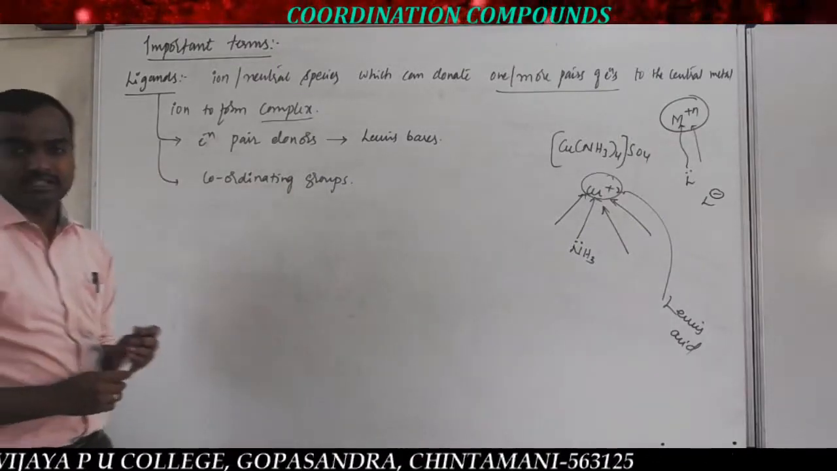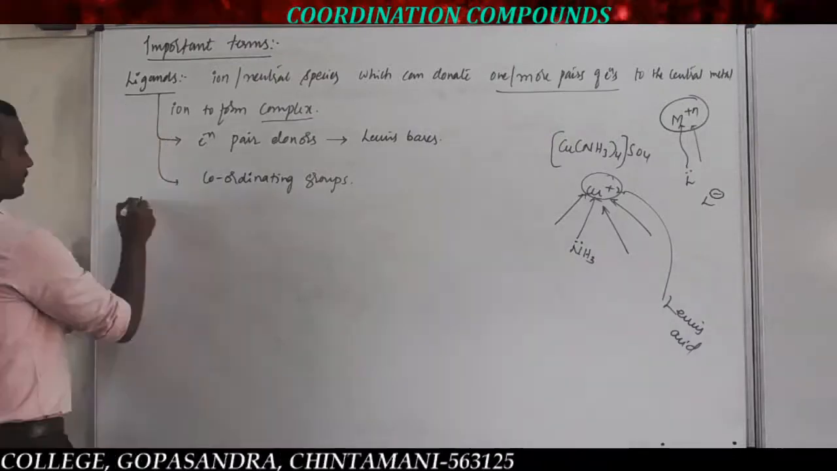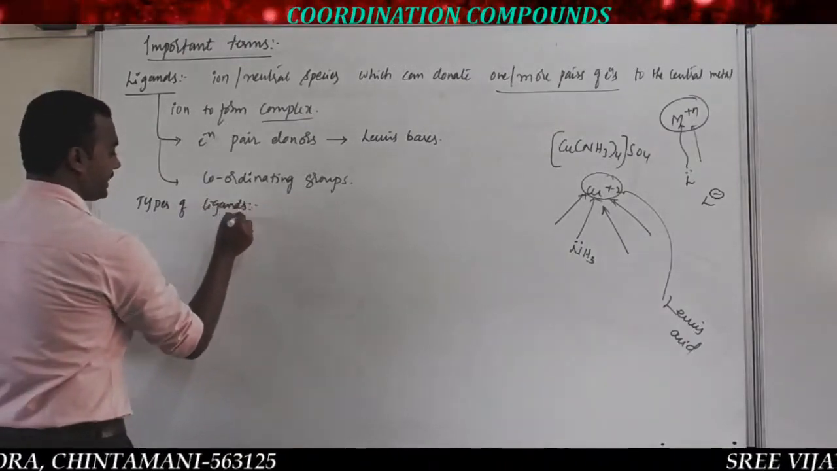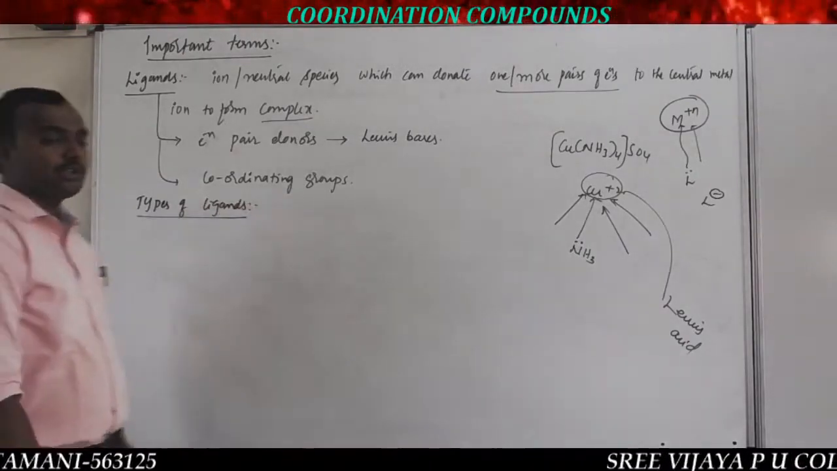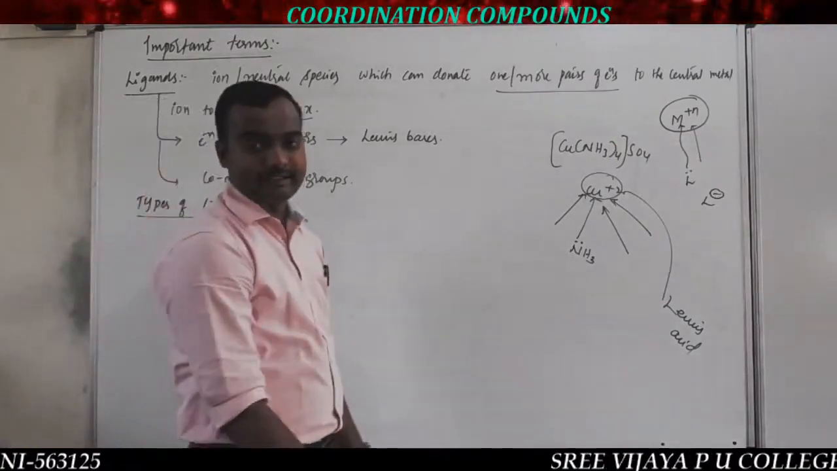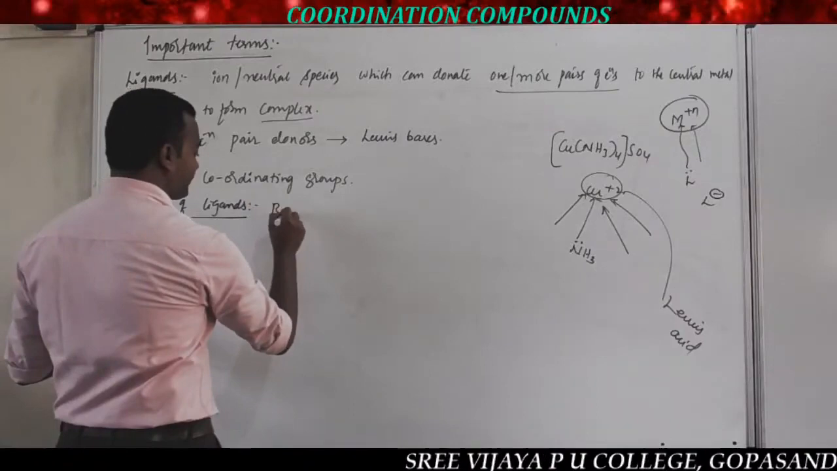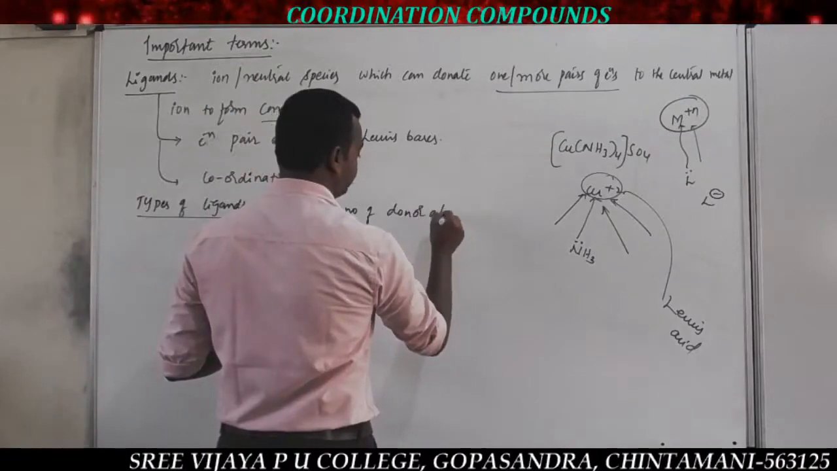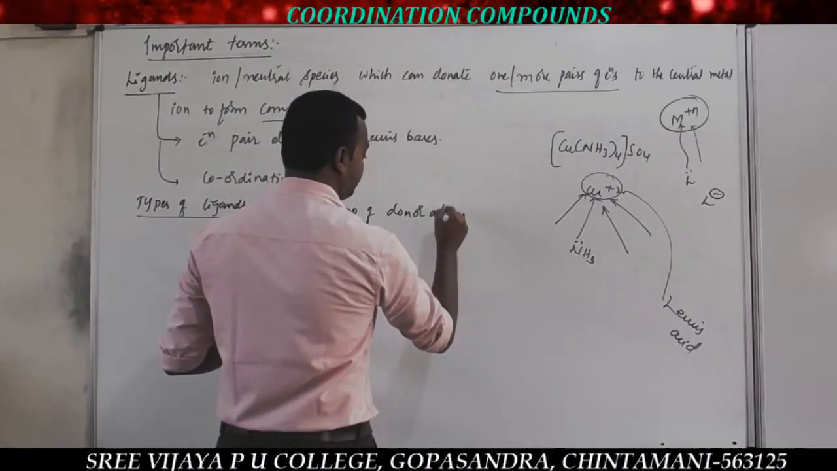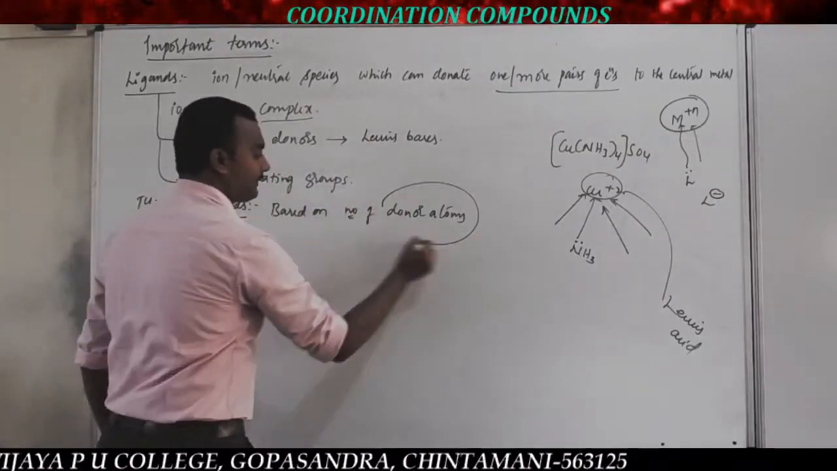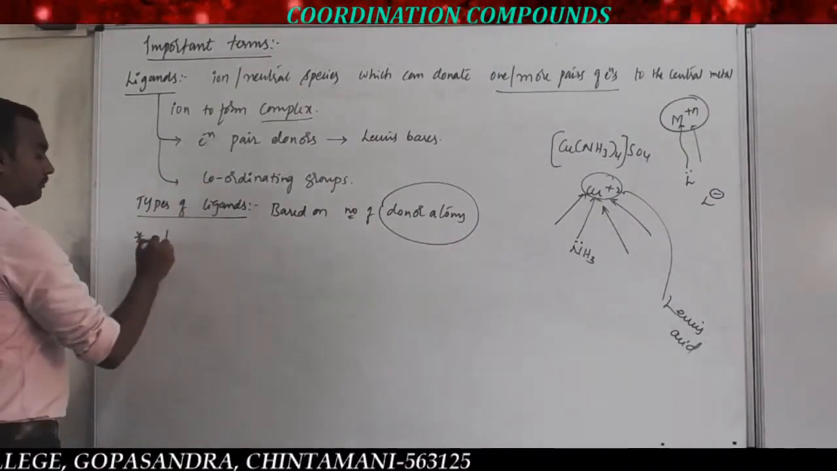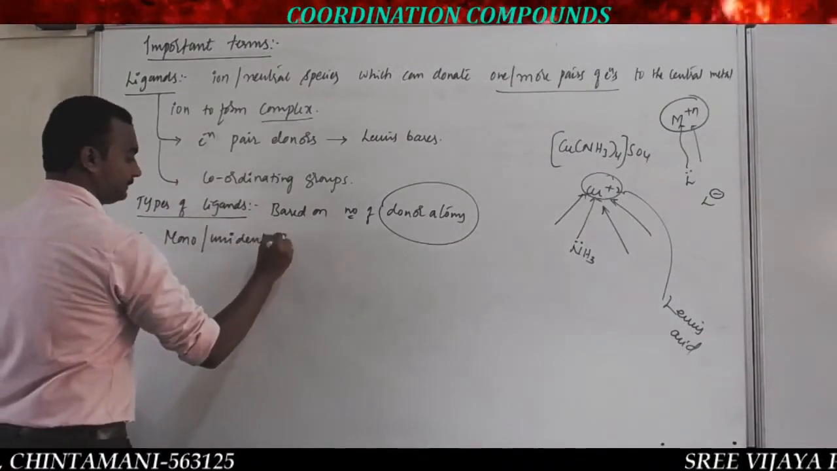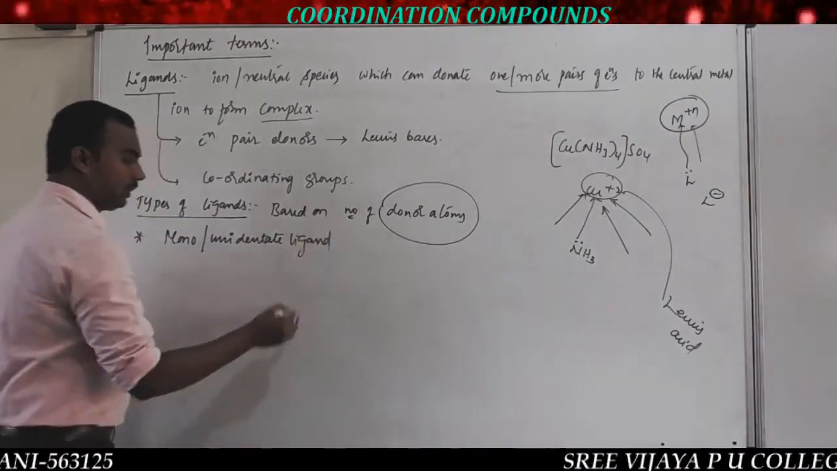Then what types of ligands are present? Types of ligands, or classification of ligands. On which basis are we going to classify the ligands? Here, based on the number of donor atoms. Based on the number of donor atoms, the ligands can be classified into 3 types. One is called monodentate or unidentate ligands.